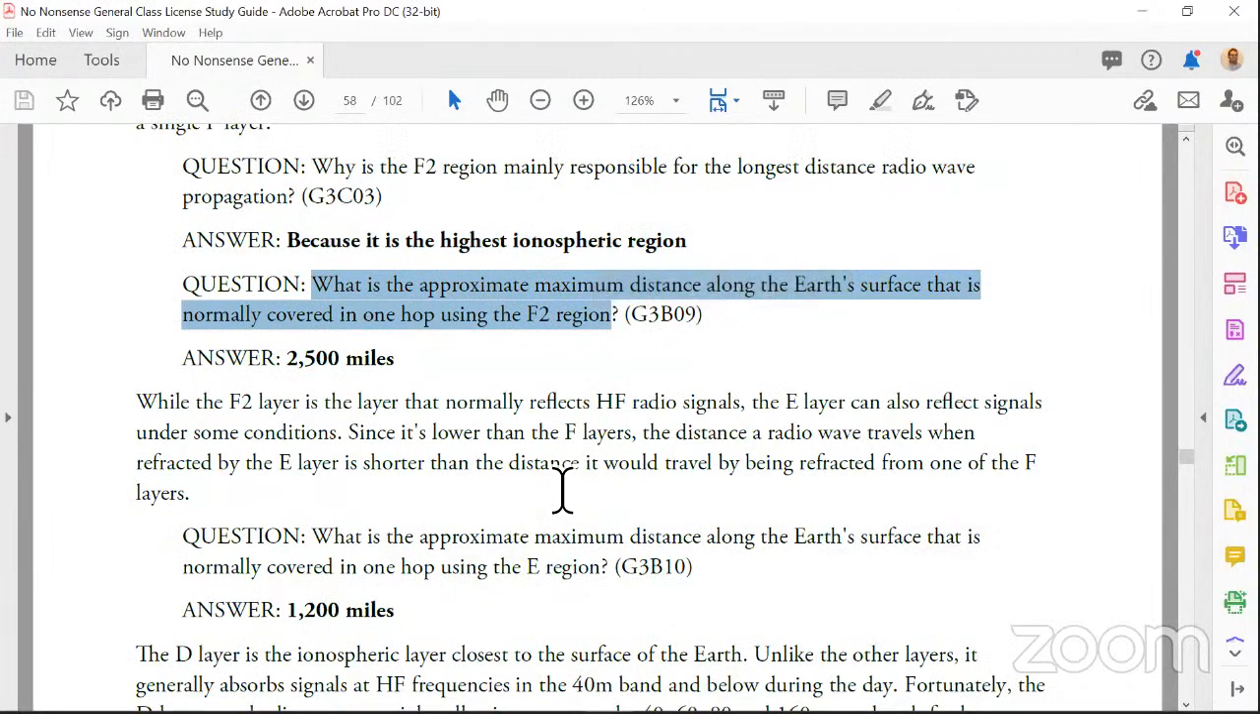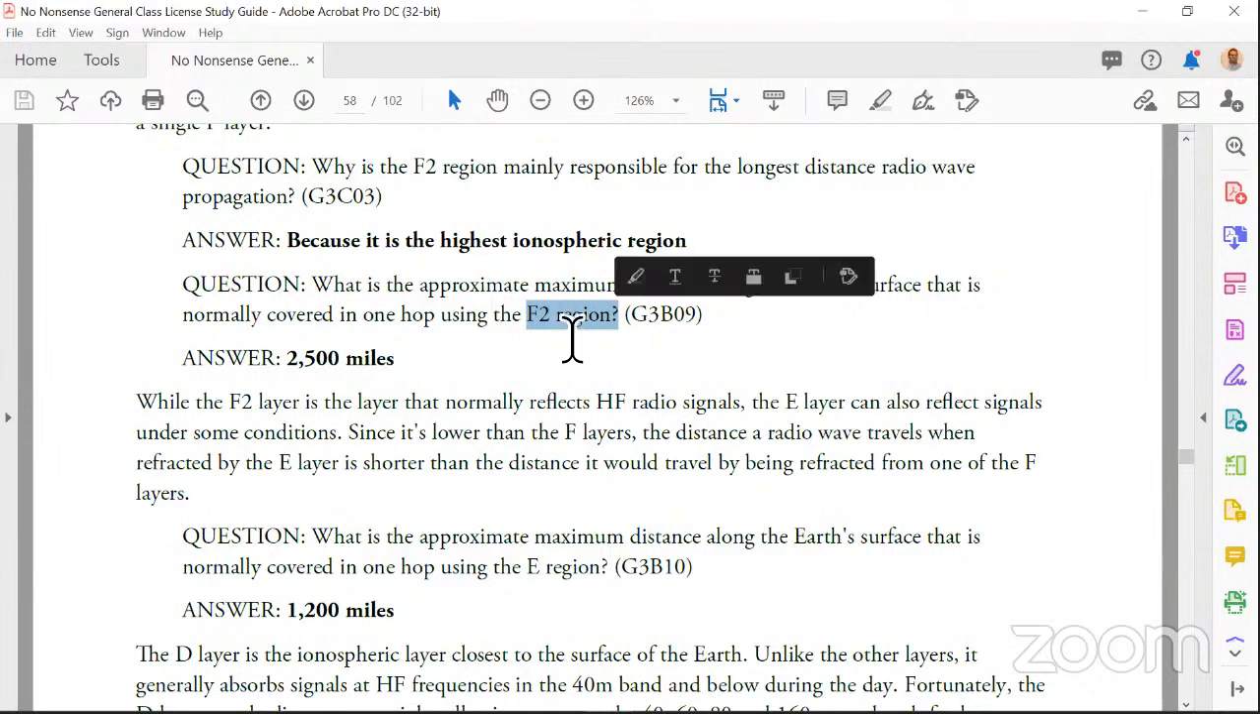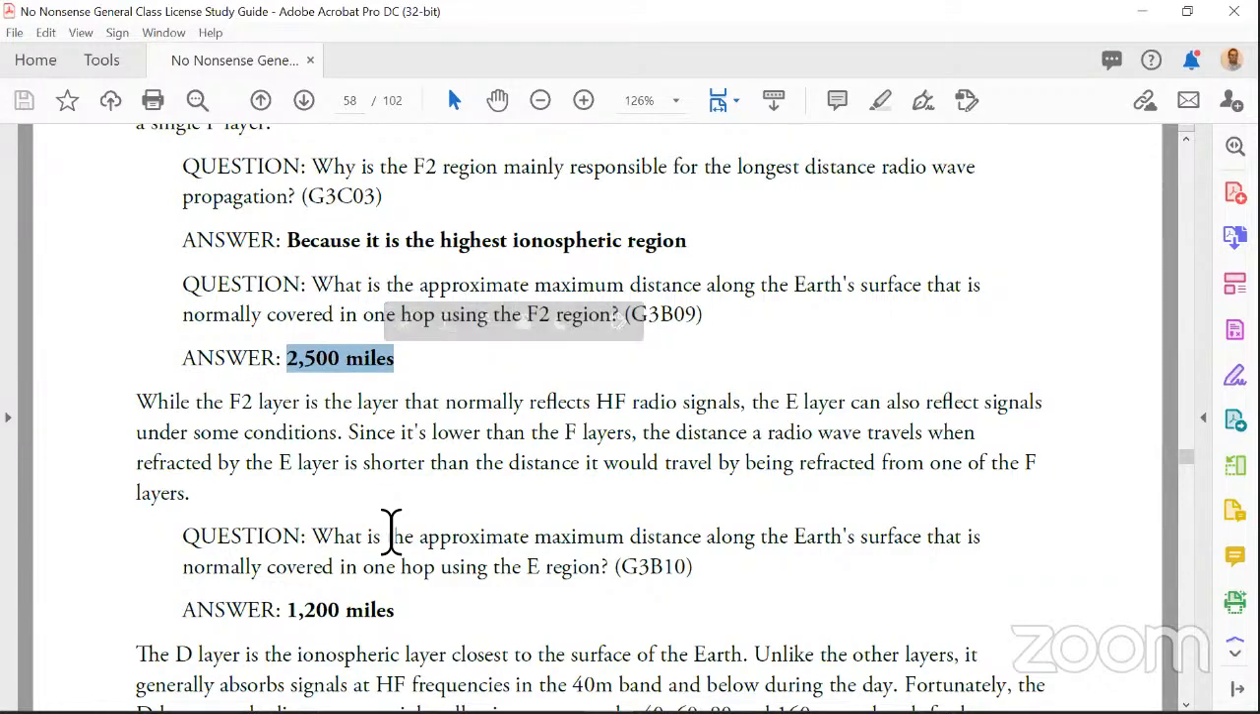What is the approximate maximum distance along the Earth's surface that is normally covered in one hop using the F2 region? Let's dissect this question a little bit. They're asking us the maximum distance that will normally be covered in one hop when our signal bounces off of the F2 region. Remember, the F2 region we just discussed is the highest. It's going to get us the farthest propagation. And they're saying one hop because, as we also discussed last class, our signal can bounce off of the ionosphere when it leaves our antenna, go down to Earth, bounce again off of the Earth back onto the ionosphere and bounce again. It can hop and skip, and that's how our signal can travel very, very far. But for one hop, there's a maximum distance when our signal leaves our antenna and bounces off the ionosphere. That maximum distance is 2,500 miles.